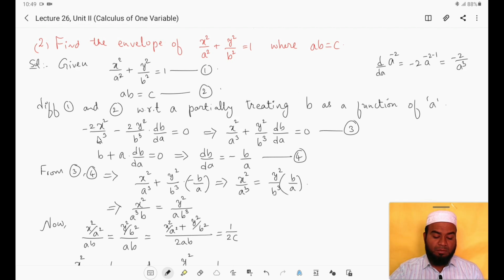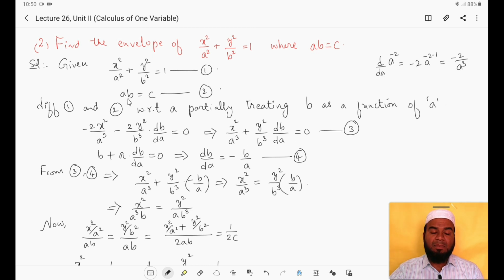So I am writing minus 2 by a cube, x square as it is. Same thing, y square as it is, 1 by b square derivative is minus 2 by b cube. Because b is a function of a, so we have to differentiate b also. Here also we will differentiate a, but dA by dA will give us 1. So that is why we are not writing here dA by dA. But here we have to write dB by dA, which is equals to derivative of 1 is 0. Right? This minus 2 take outside and send to right hand side, that will become 0. Remaining is x square by a cube plus y square by b cube into dB by dA equals to 0.